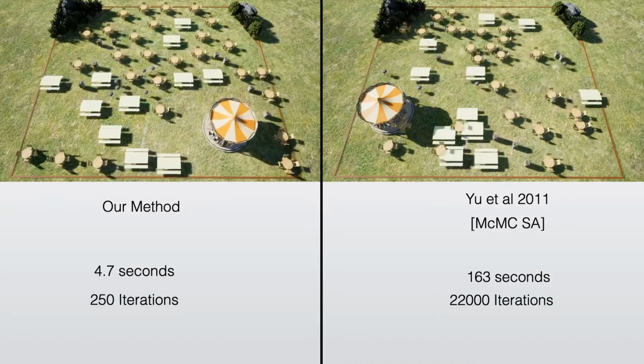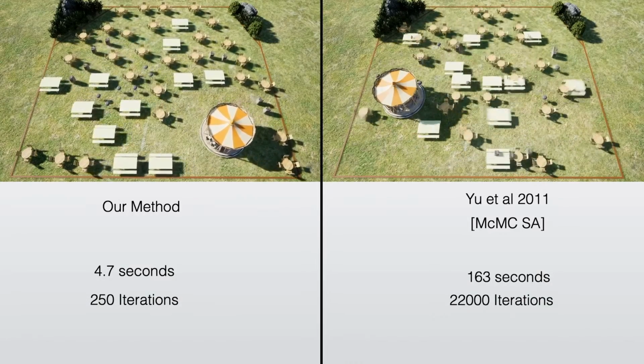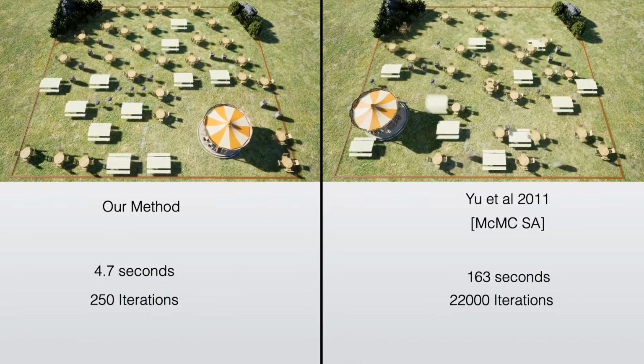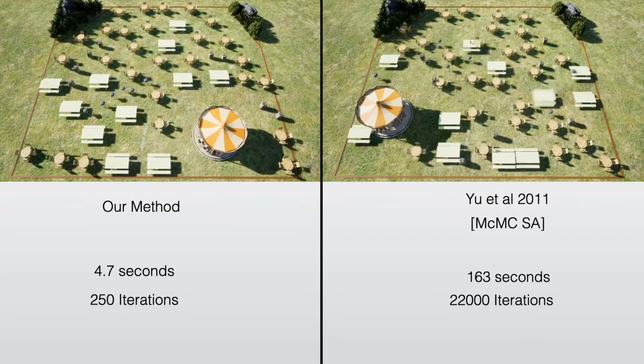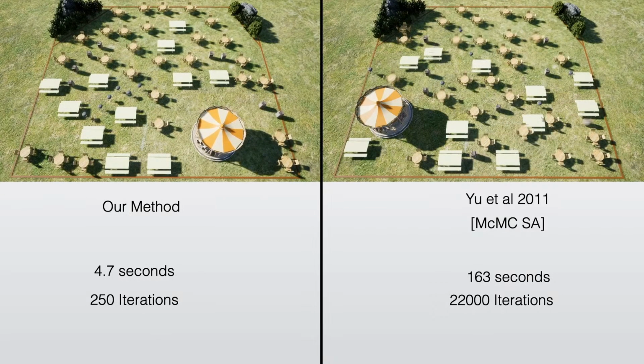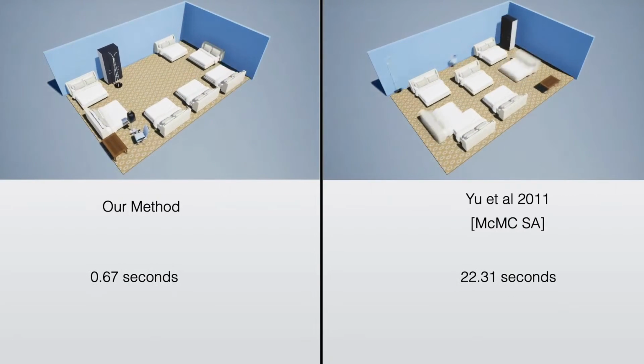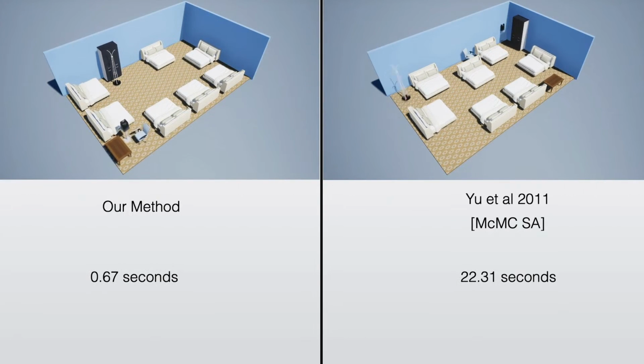Previous work employed a statistical optimization approach based on Monte Carlo Markov chain. Such methods are purely stochastic and optimize a layout by sampling from different layout configurations, a process that is slow and inefficient compared to our method. And here's another comparison, showing a living room synthesis.